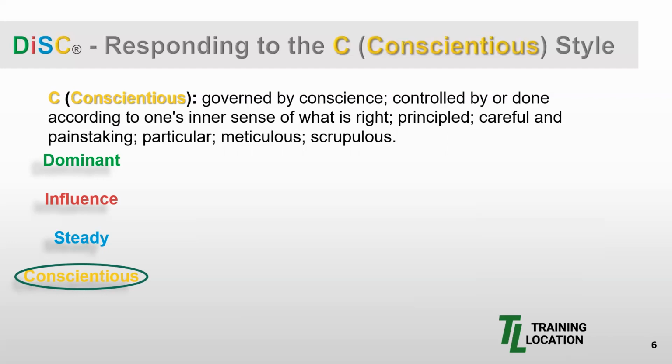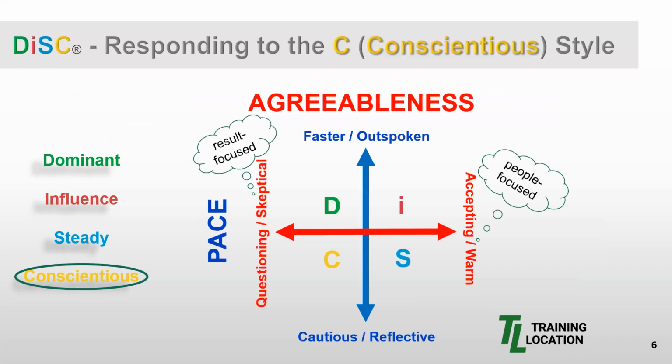Now, DiSC will provide much more interpretation and meaning to this style label we call conscientious. Understanding more about the relationship with other styles will help our response lesson today. Now, with our focus on the C style, let's break down this pace and agreeableness interaction a bit more. We'll start with pace and see what the C style has in common with other styles.